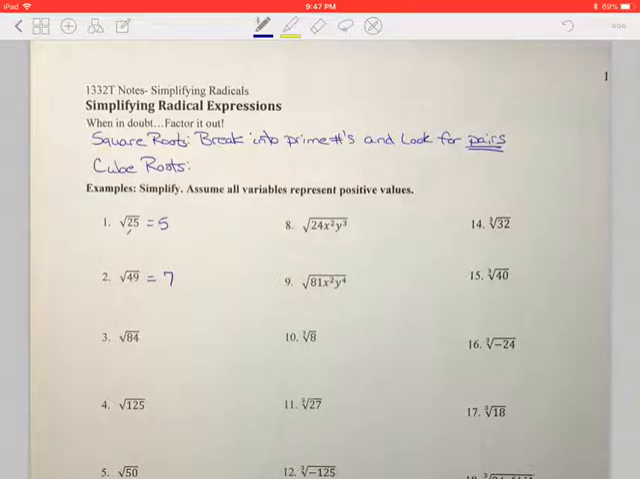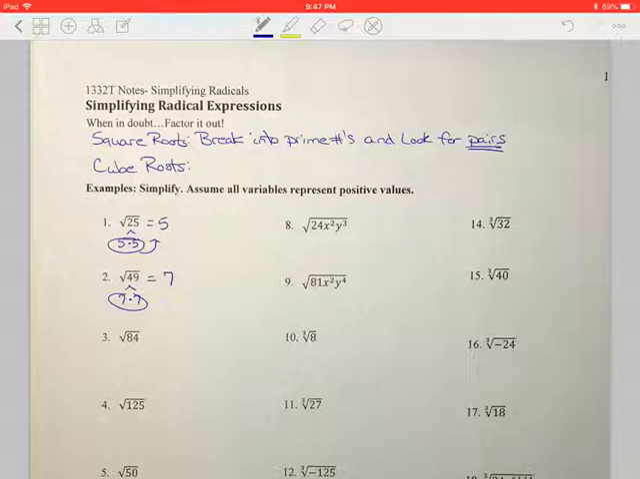If I take 25 and break it into factors, that's going to be 5 times 5. And if I take 49 and break it down, I get 7 times 7. So notice anytime I get a pair, I can bring that number out, and that number is going to be my solution. Now that's not very helpful for the first two, but it is helpful for number 3.